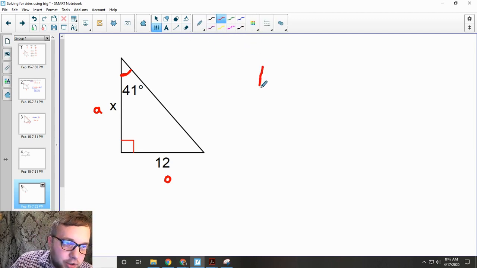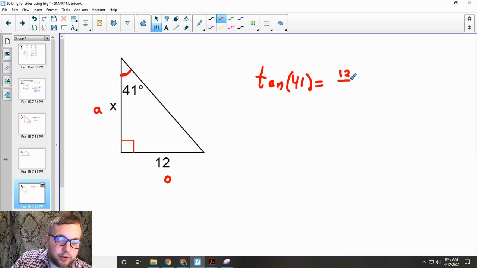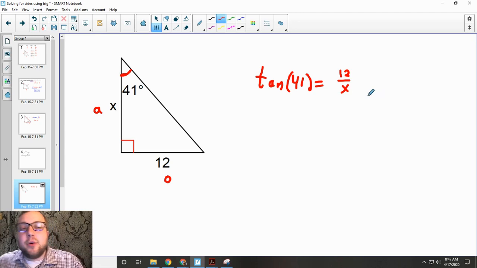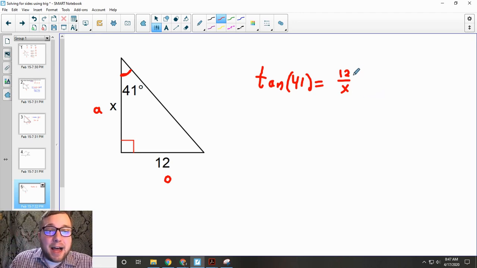TOA. So it's tangent of 41 equals O over A, so that would be 12 over X, right? All right, now this one is a little bit more advanced because those other ones we had the variable up on top and I could just multiply right away.